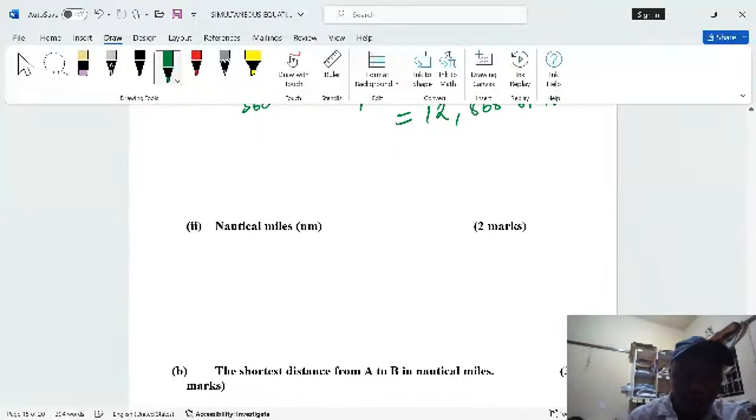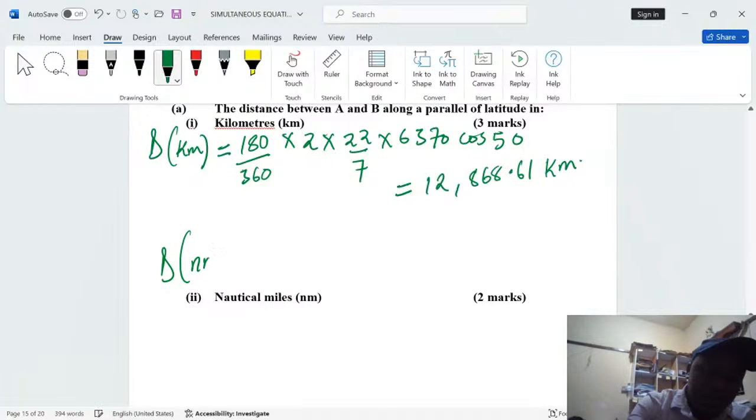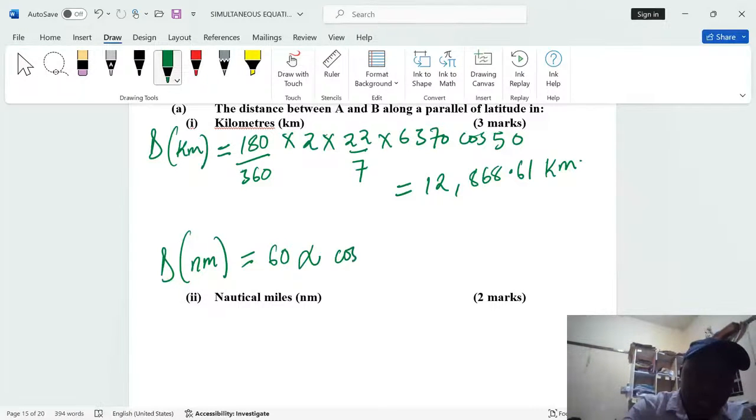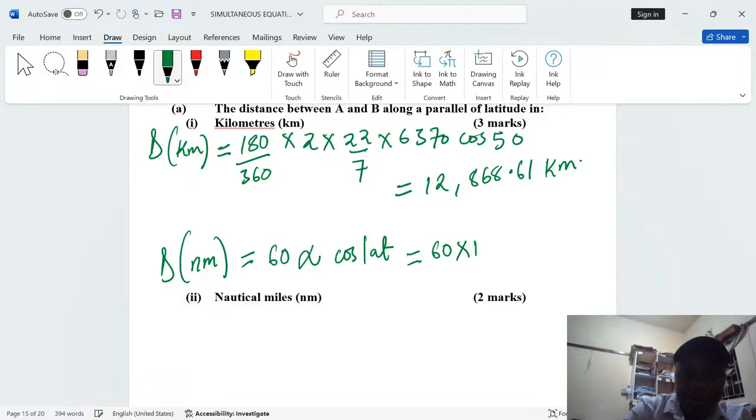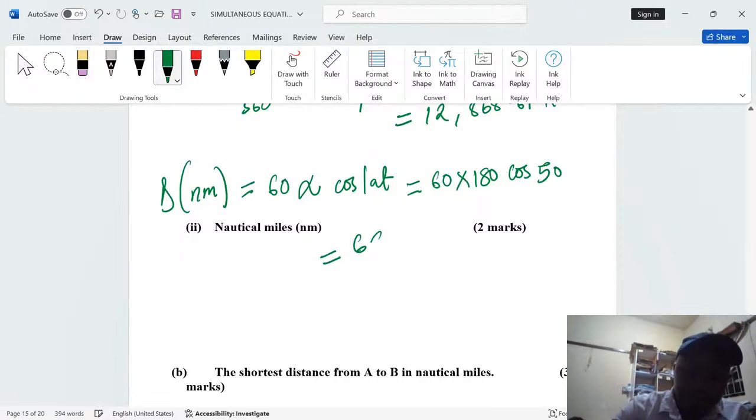There's also the distance in nautical miles. Distance in nautical miles along a small circle will be given by 60 times alpha cosine of the latitude. Therefore, we'll be talking about 60 times angle difference of 180 cosine of latitude 50. And this is going to be computed using a calculator, and it will give you 6942.11. These are nautical miles.